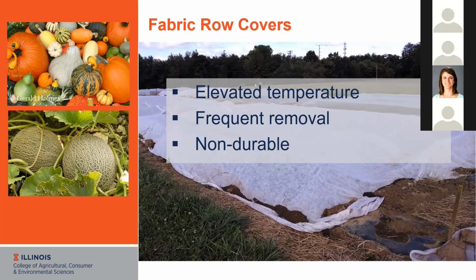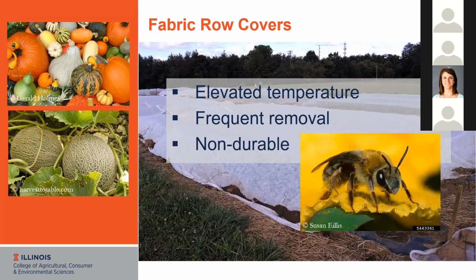The other thing is you have to frequently remove them for pollination. So obviously bees can't get underneath those. And so we had to remove them at anthesis for pollination. And then we actually could not put them back on after pollination because it was too warm or hot in the middle of the summer to put those row covers back on the plants. And so this prevented full season insect control.